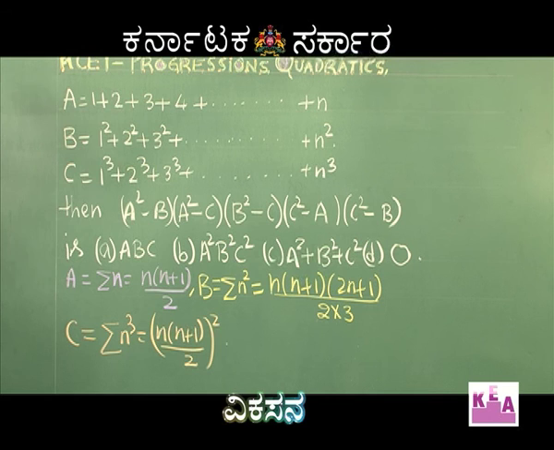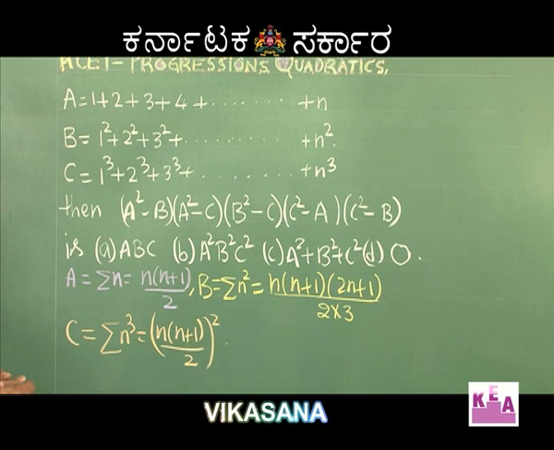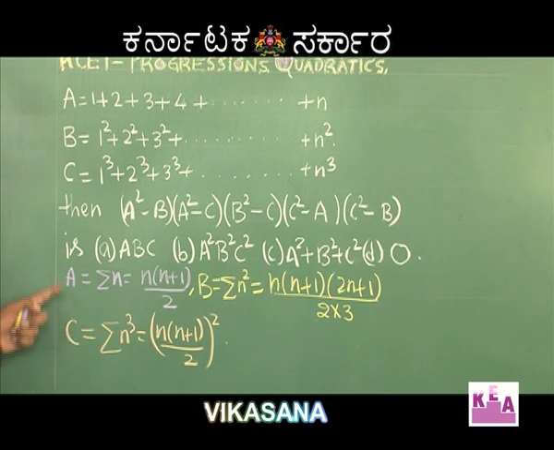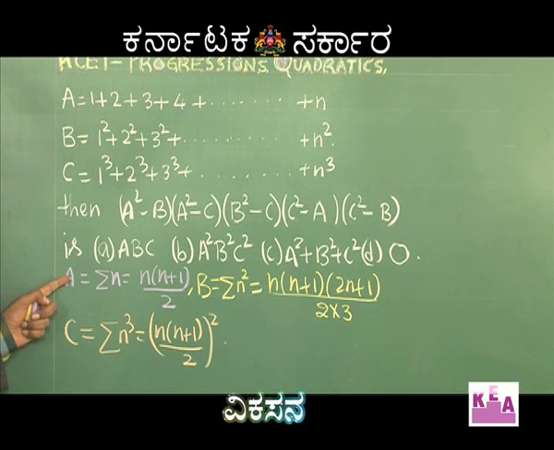What is a square minus b into a square minus c, b square minus c into c square minus a into c square minus b? A square minus b, a square minus c, b square minus c, square minus a, c square minus b. What is that equal to? Look at this, dear students. Can you relate a and c? What is the relation between a and c?